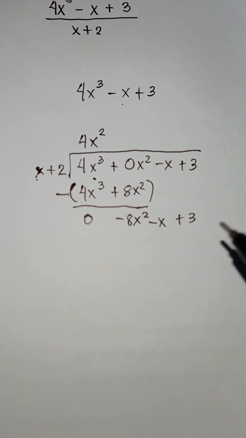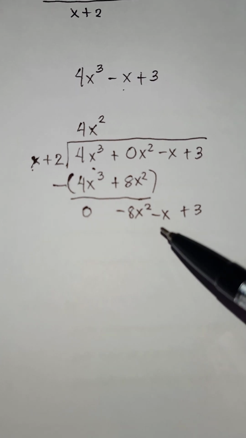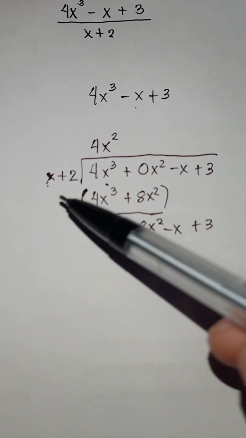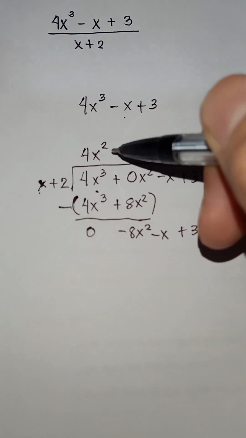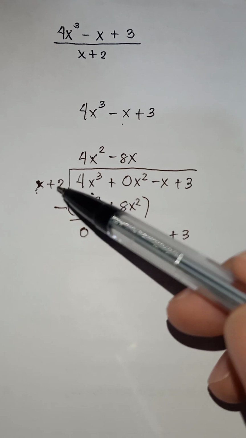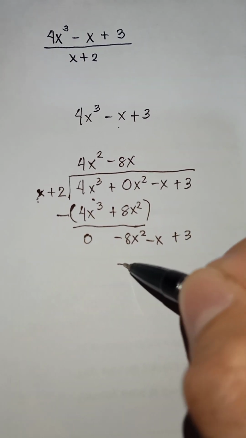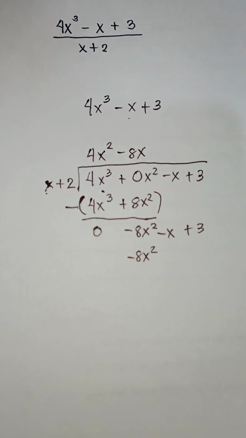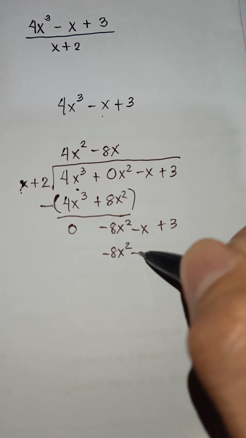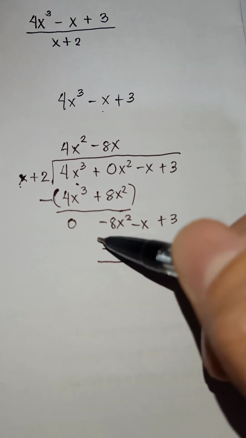Now the leading term is negative 8x squared. So we divide this by x. Negative 8x squared divided by x is negative 8x. Then this answer multiplies again to all terms here. Negative 8x times x is negative 8x squared. Negative 8x times 2 is negative 16x. And then again, subtract.